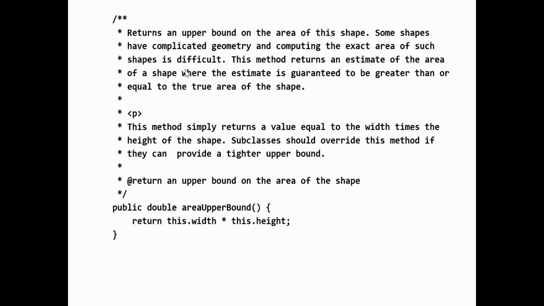So if you had some squiggly shape, some amorphous blob, it's actually very hard to compute the area of that thing. So instead, you might call this area upper bound method and get a value for the area that's at least equal to the area of the shape. It can be bigger. Subclasses should override this method if they can provide a tighter upper bound. So if you implement a triangle, you should actually return the area of the triangle because you can easily calculate the area of a triangle. So you have a public method inside the abstract class.